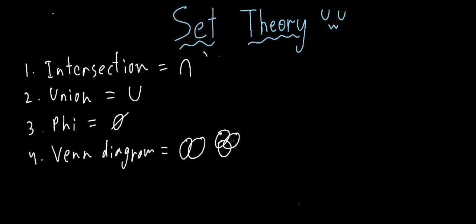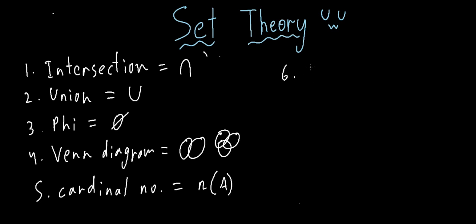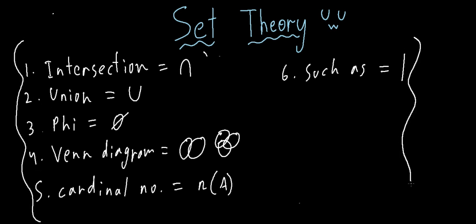Next up we have cardinal numbers, which will simply be n of any set. Let's just say A. And there is also the symbol such that, which will simply be a long line. And we have just concluded our symbols, and with it we are finished with our lesson.